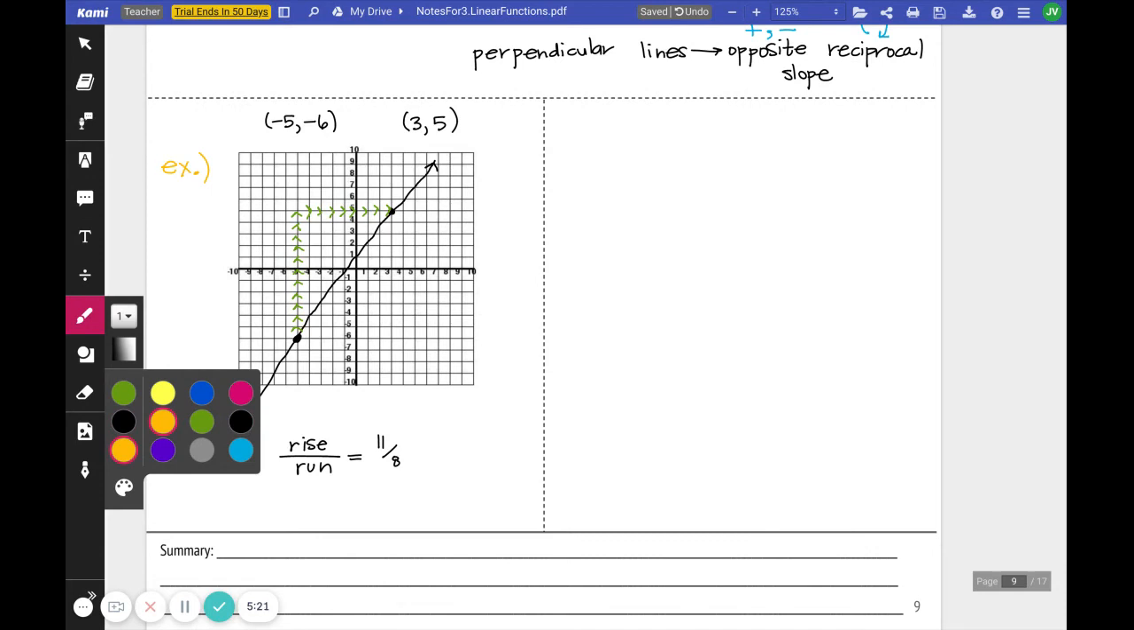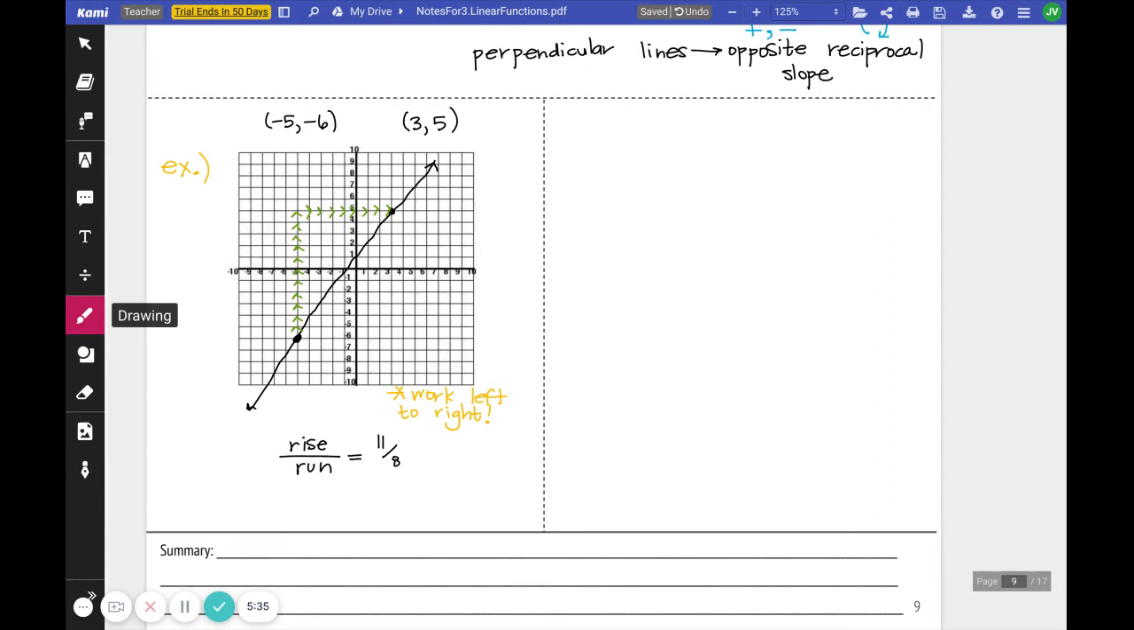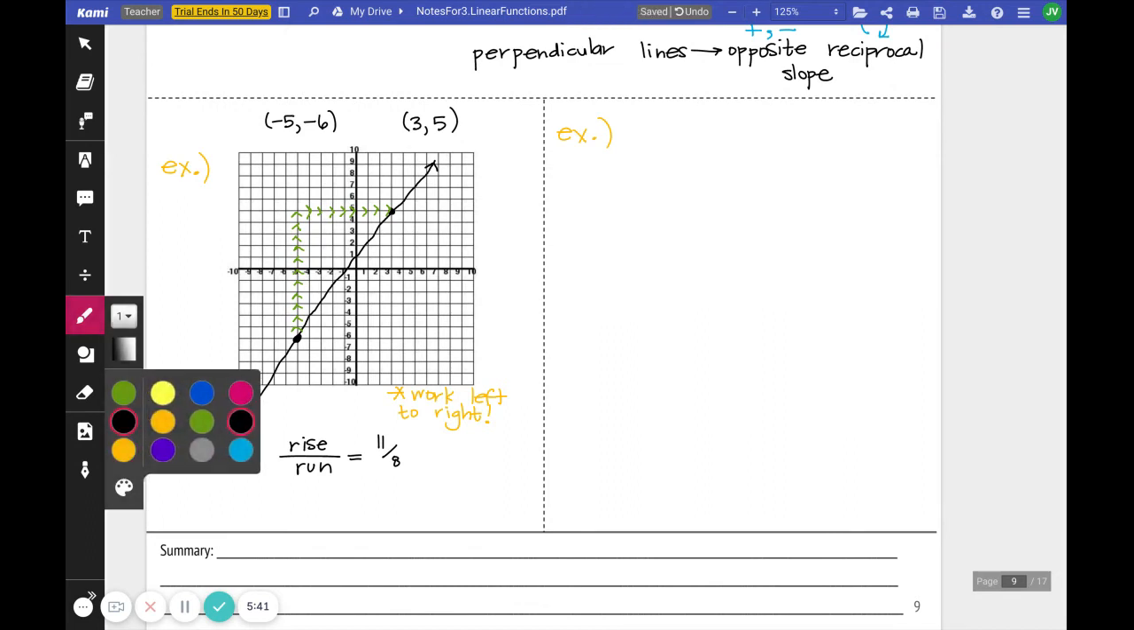So quick note, we're going to work left to right. It's a nice way to make our life easier. Okay, so that's how we can use rise over run to track all of our information and all of our work. Here's our second example. Need 2 ordered pairs again. When I'm given 2 ordered pairs and no graph, I'm going to use the slope formula. So I'm going to copy it down.